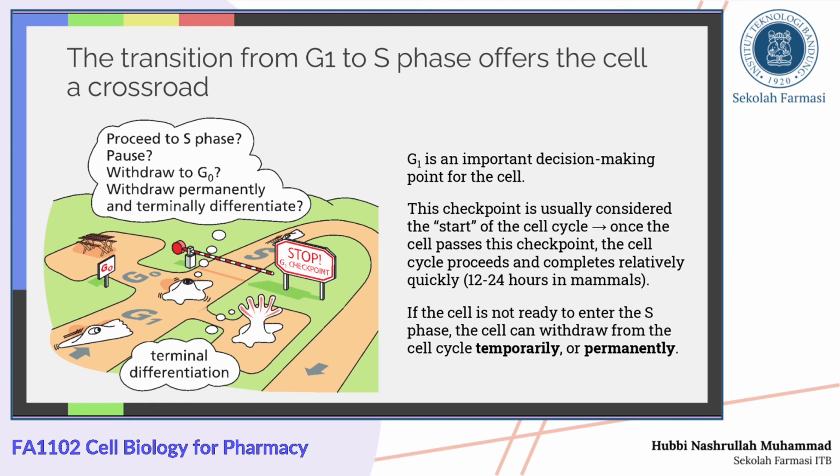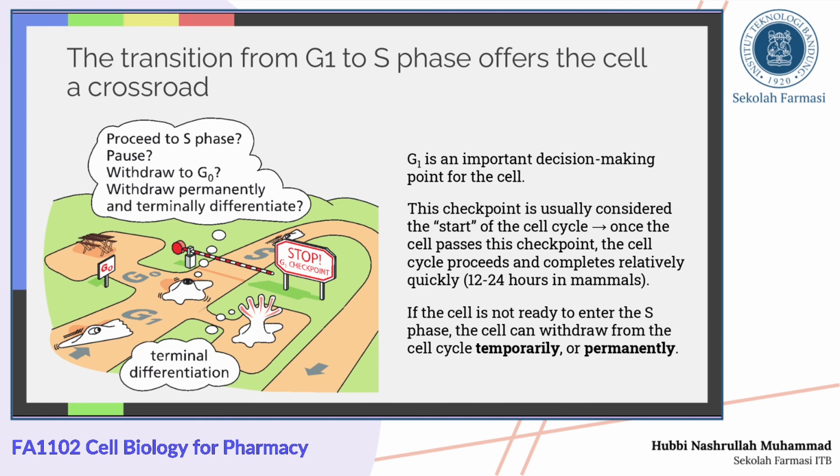However, when the conditions are not right, maybe the cell has not grown to a large enough size or there is DNA damage, cells may decide to delay progress through the cell cycle, to wait until the conditions are suitable or the damage has been repaired. To do this, they can either withdraw from the cell cycle temporarily or permanently. In either case, the molecular mechanisms of the control system are dismantled or taken apart.